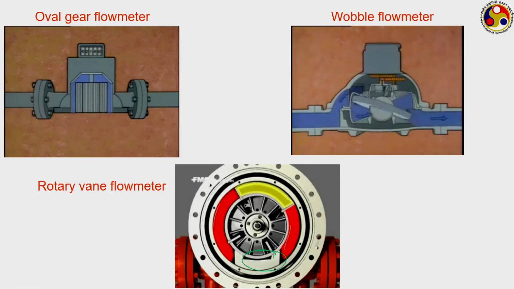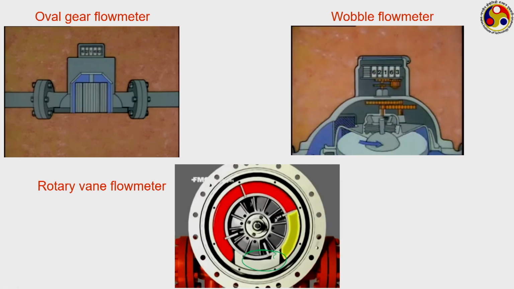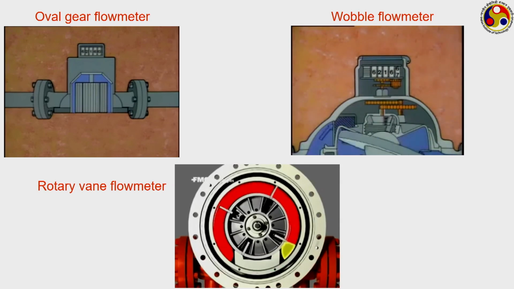This is the portion which is separating the inlet and outlet to the flow meter, and now the volume corresponding to one pair of vanes gets discharged. So, from the number of rotations that have taken place, we can calculate the total volume that has been discharged. So, these are called positive displacement flow meters.